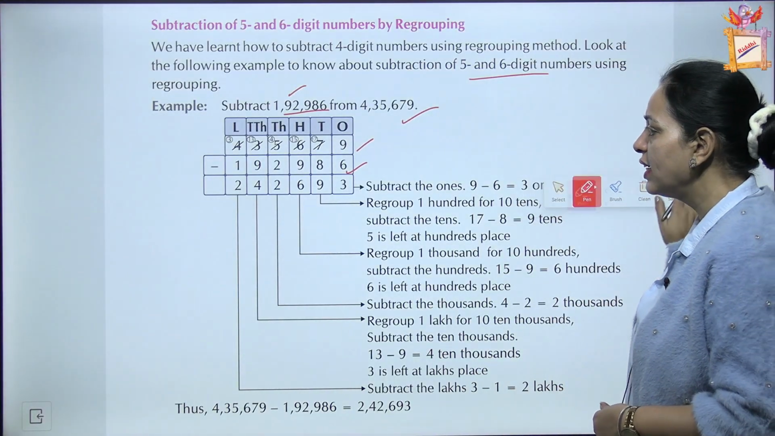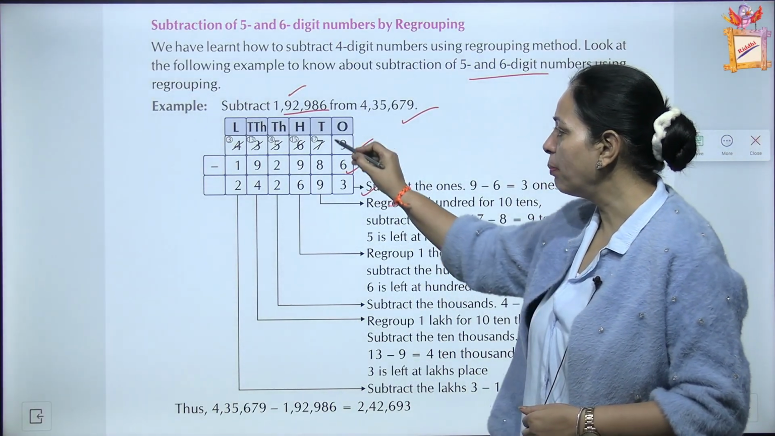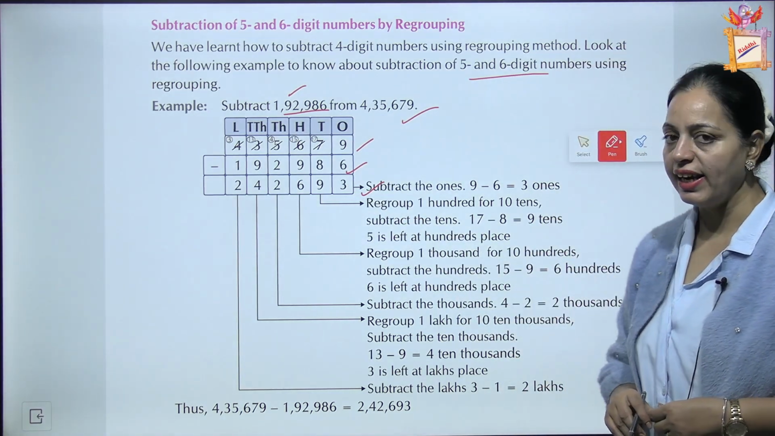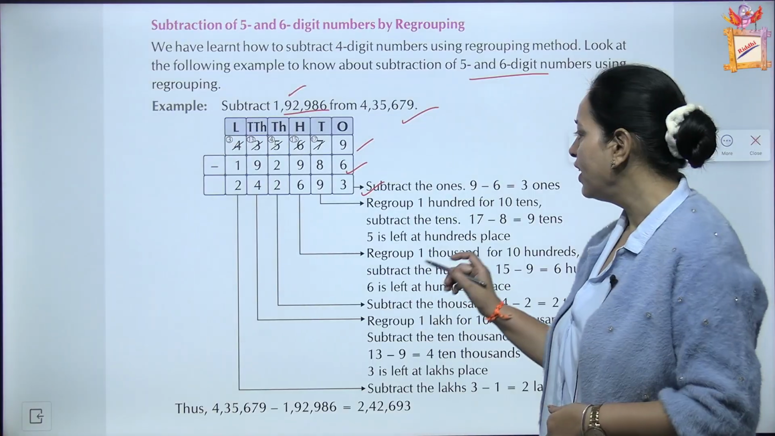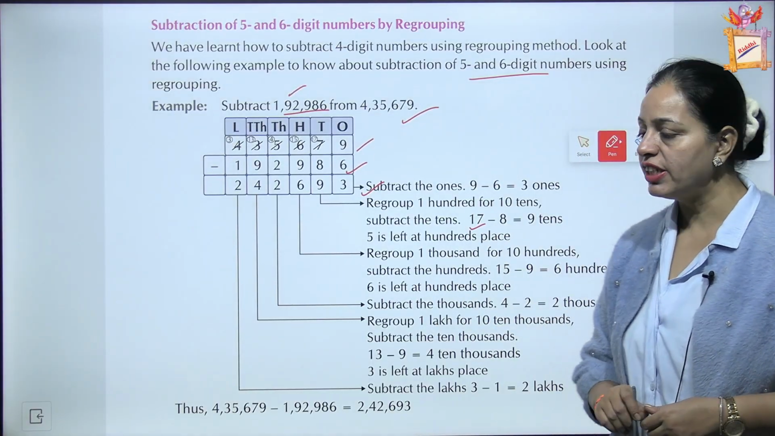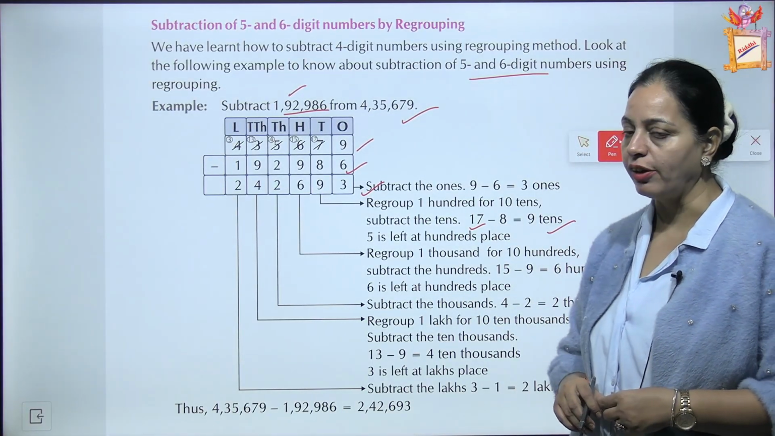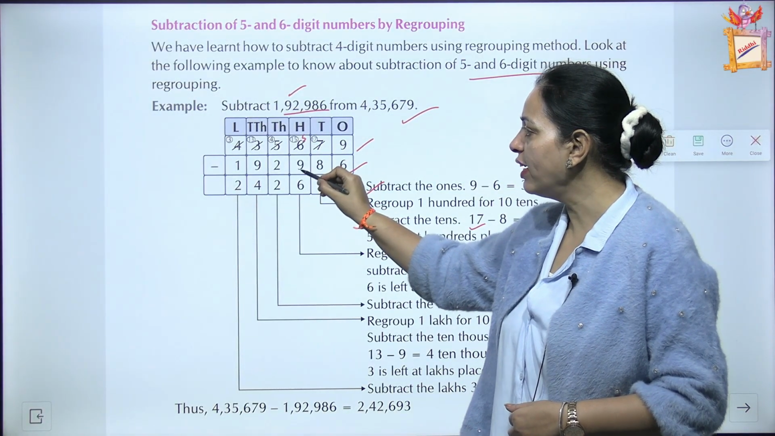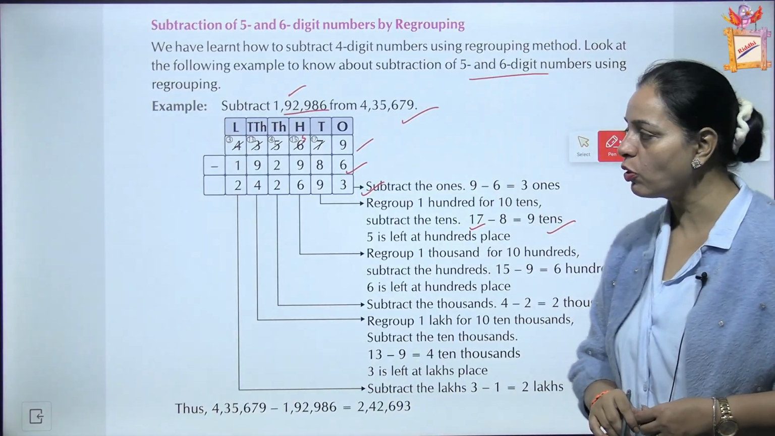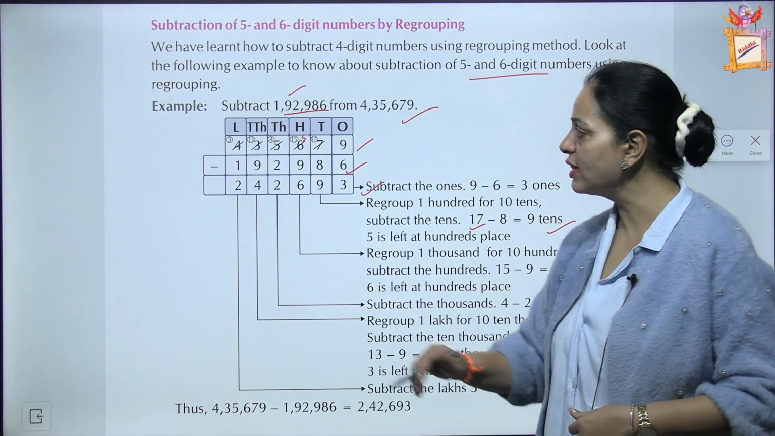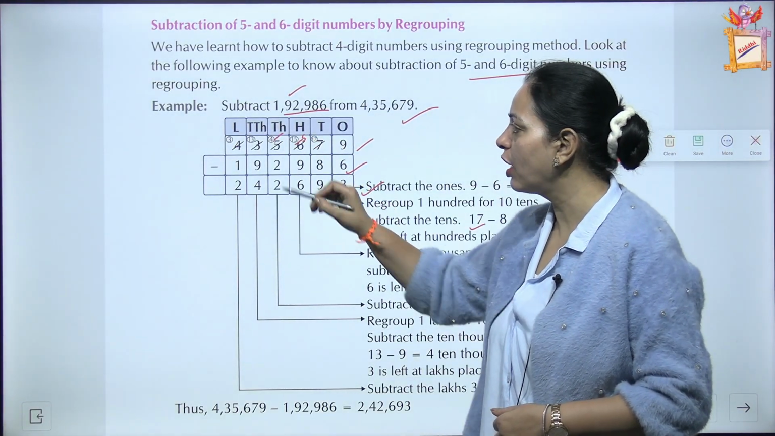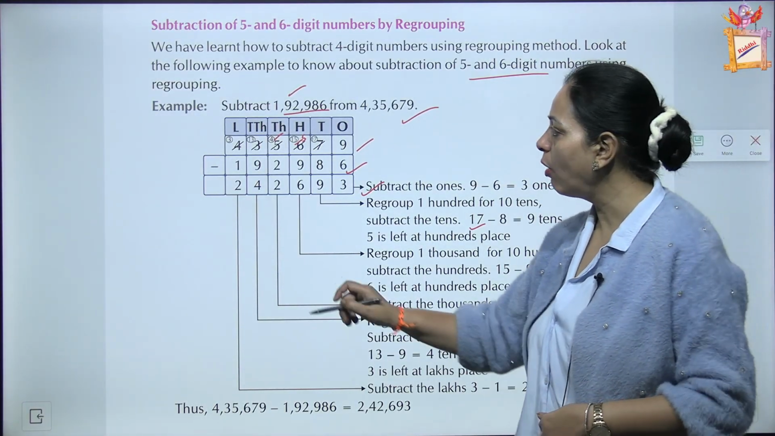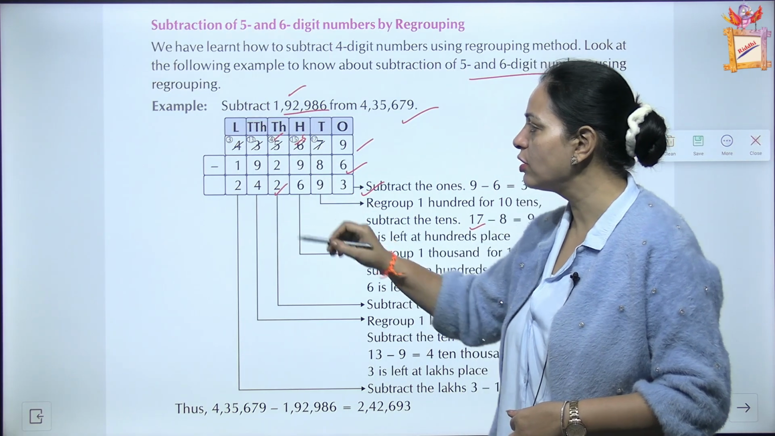Now subtract ones, 9 minus 6, 3. Subtract tens, 7 minus 8 not possible because 7 is less than 8. So we will borrow from the hundreds, this becomes 17. 17 minus 8 is 9. Okay, and this hundreds digit would be 5. Now see, hundreds digit 5 minus 9 not possible. So borrow from the thousands, this becomes 15 and this becomes 4. So 15 minus 9, that is 6. Now 4 minus 2, this is 2.